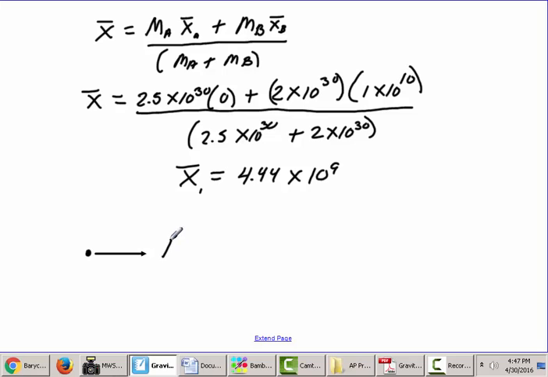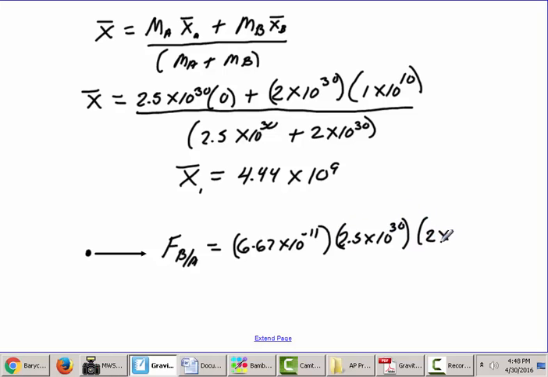And we're going to call that the force of B onto A. To run that value, we'll use the big G: 6.67 times 10 to the minus 11th, times the two masses, 2.5 times 10 to the 30th times 2 times 10 to the 30th, over r squared. Now to do r squared, you want to use the distance they are apart.